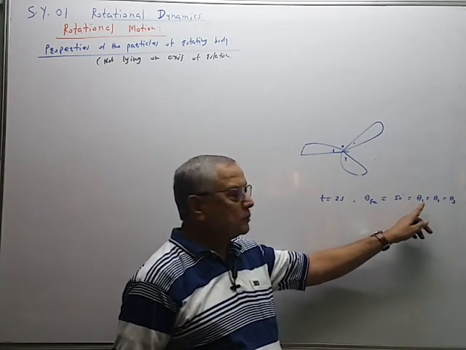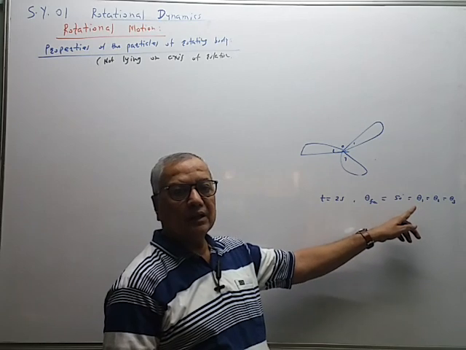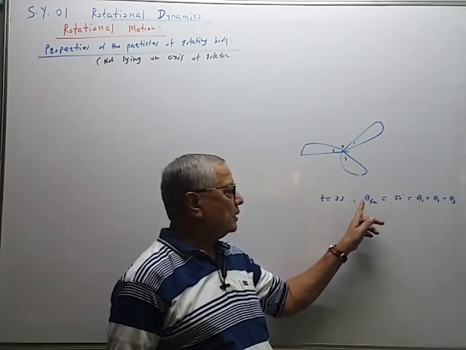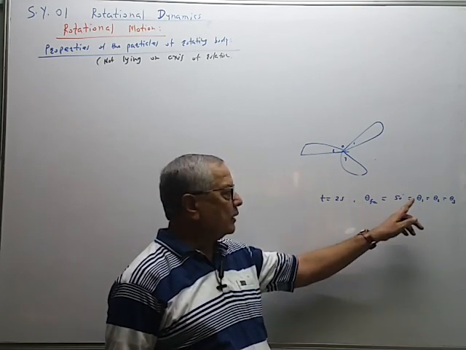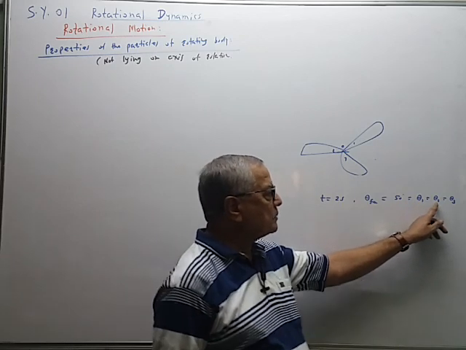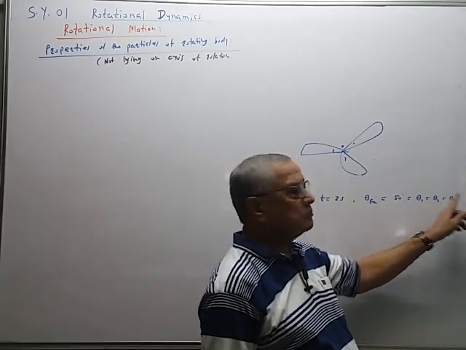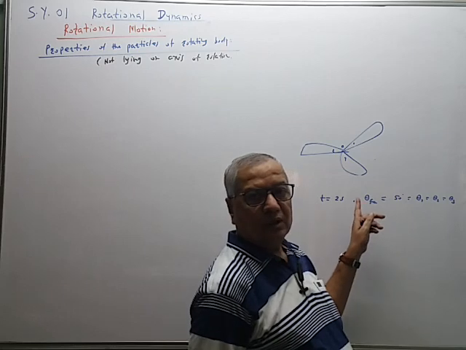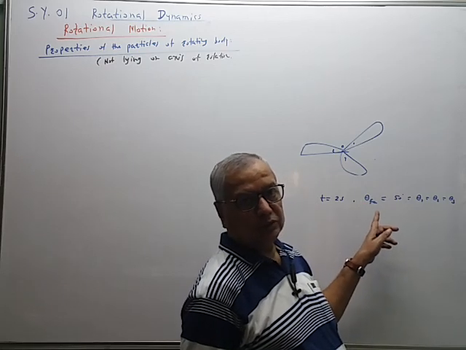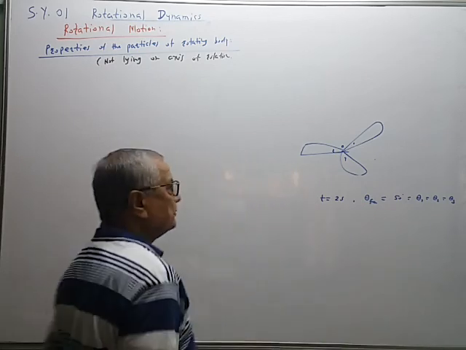All the particles cover an equal angle, equal to that of the whole body. The angular displacement of the first particle, of the second particle, of the third particle, of the nth particle are the same, equal to that of the whole body. So they have equal angular displacement.